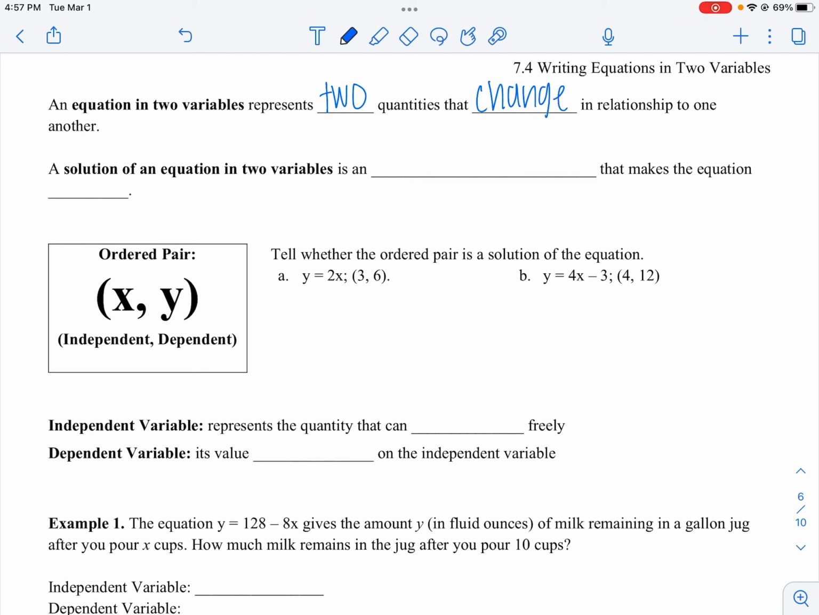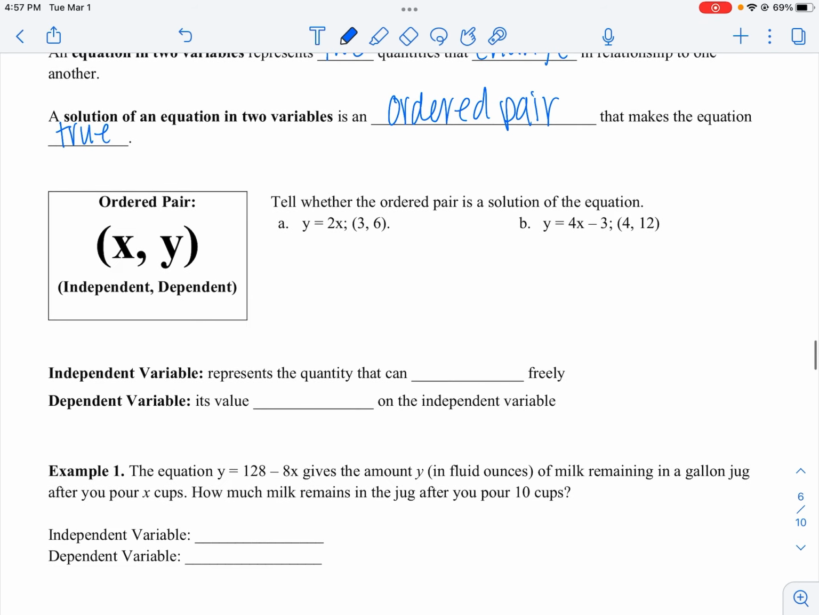A solution of an equation in two variables is an ordered pair that makes the equation true. Okay, so a solution of an equation in two variables is an ordered pair that makes the equation true. So our solutions are going to be an ordered pair.